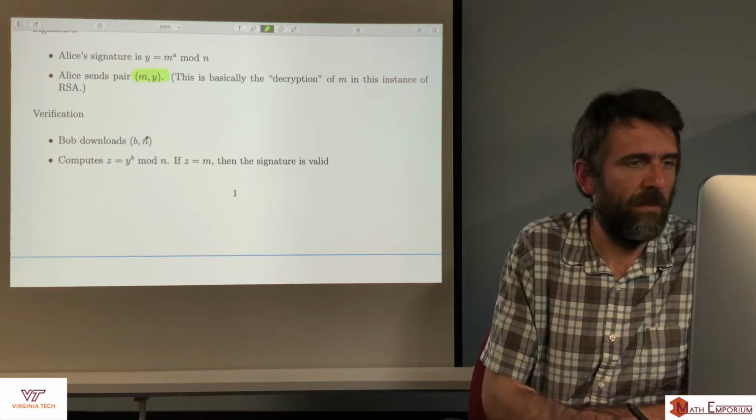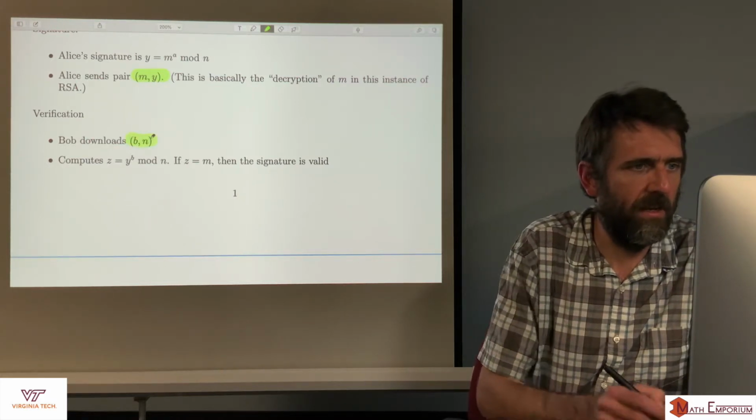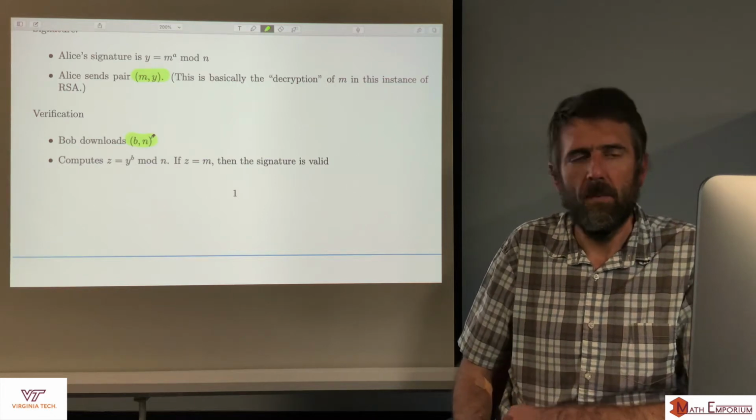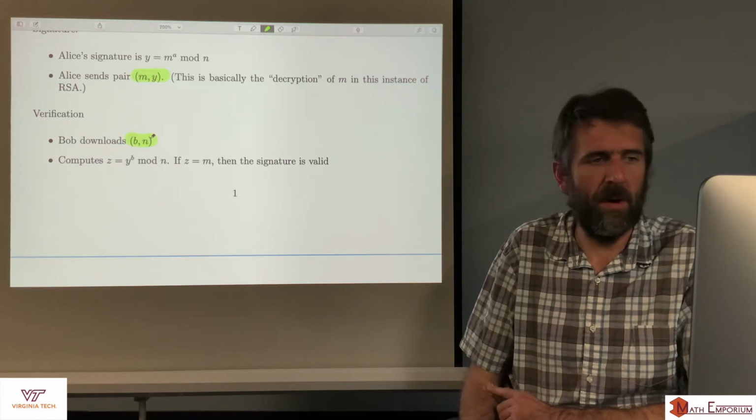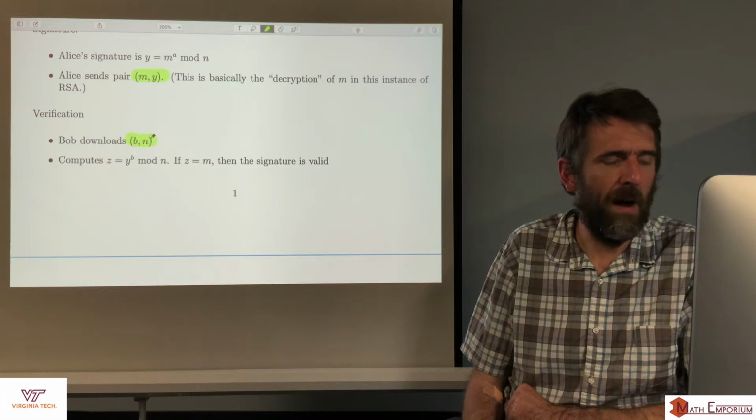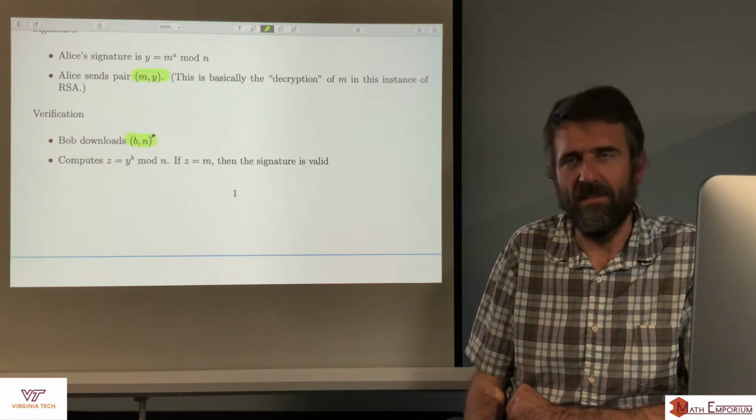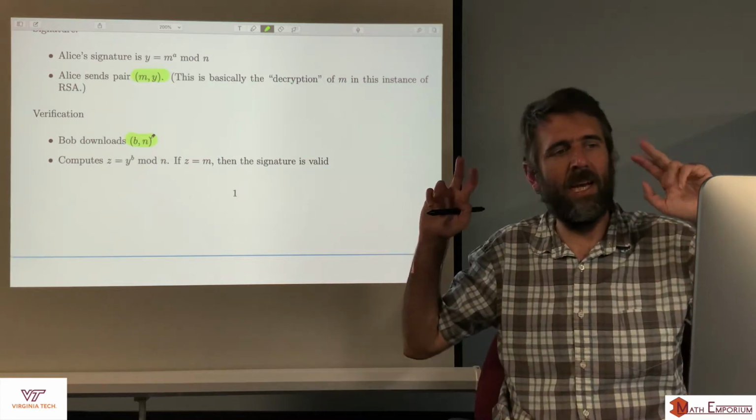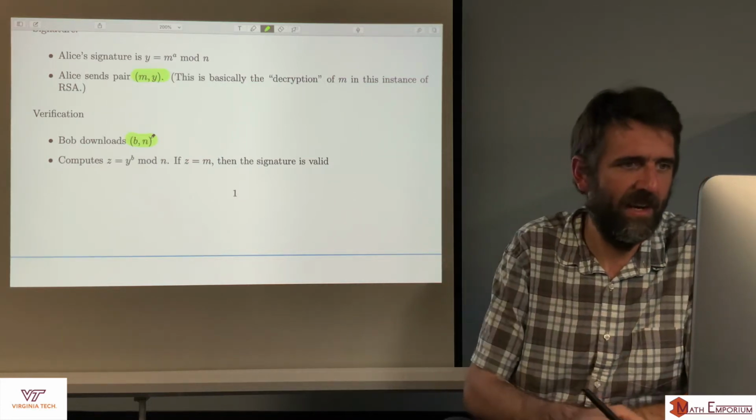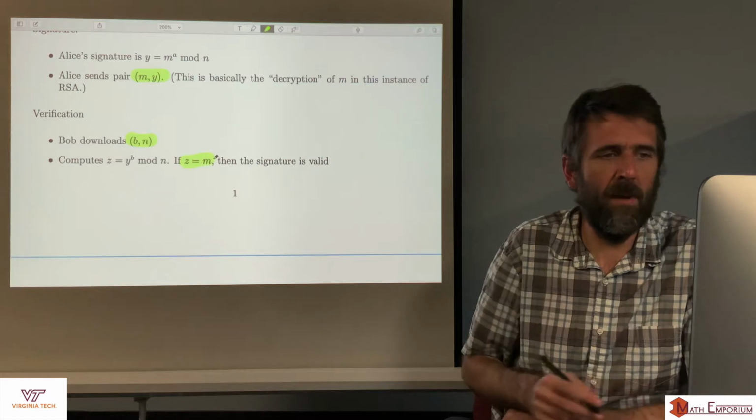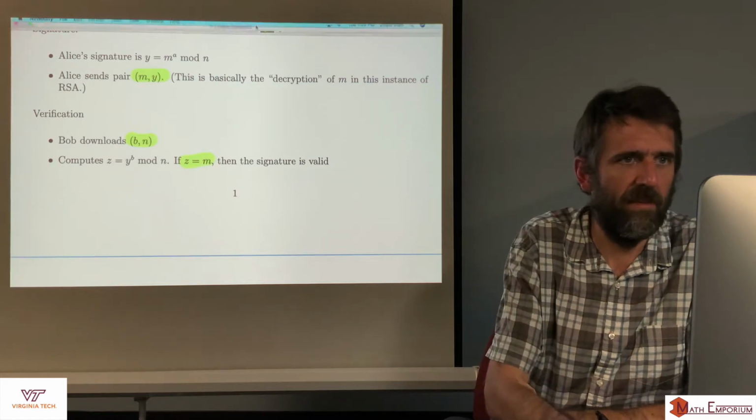So Bob wants to verify. So Bob's going to download the public exponent in the scheme, the public modulus. Bob is going to compute z equals y to the b mod n. So this is essentially encrypting back that signature. And then if z is equal to m, then the signature is valid, right? So why is that?